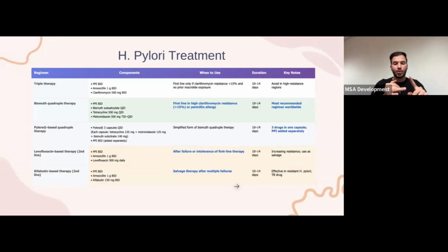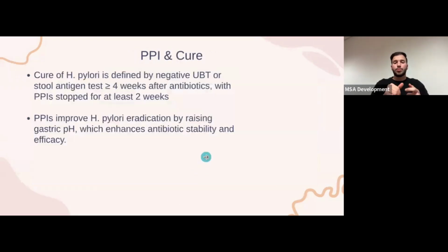Now, if the triple and the quadruple treatments failed, we go to levofloxacin based therapy or rifabutin based therapy. The duration is 10 to 14 days. Now, how can we say that a patient is cured from the infection? The patient should have a negative urea breath test or stool antigen test after 4 or more weeks of taking the antibiotics, and with the PPI stopped for at least 2 weeks.